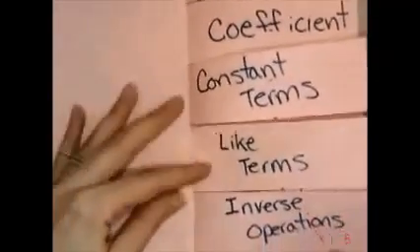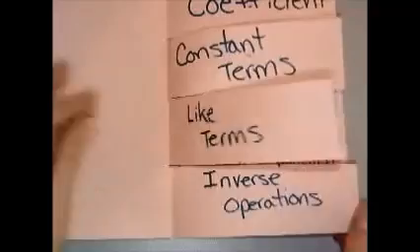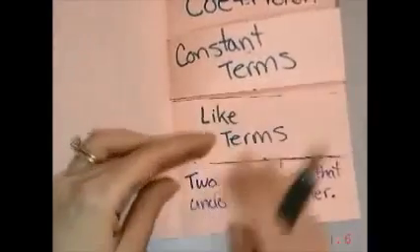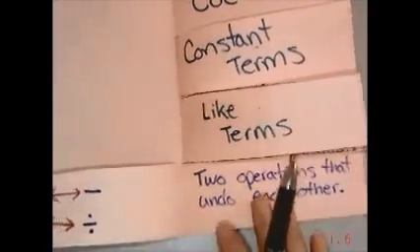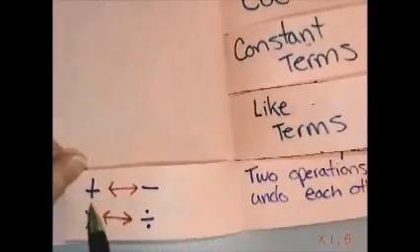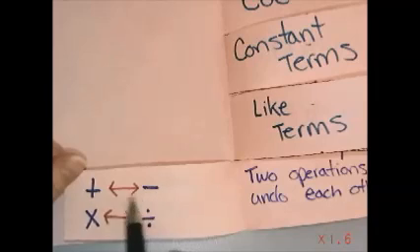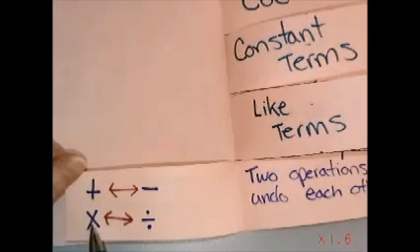Last, we have inverse operations. Inverse operations simply means 2 operations that undo each other. For example, the inverse of addition is subtraction, and the inverse of subtraction is addition. The inverse of multiplication is division, and the inverse of division is multiplication.